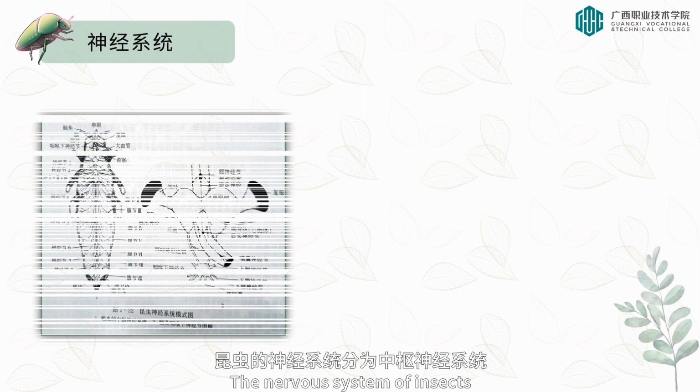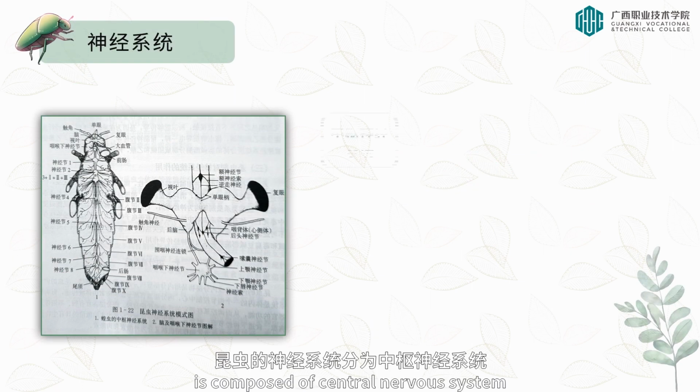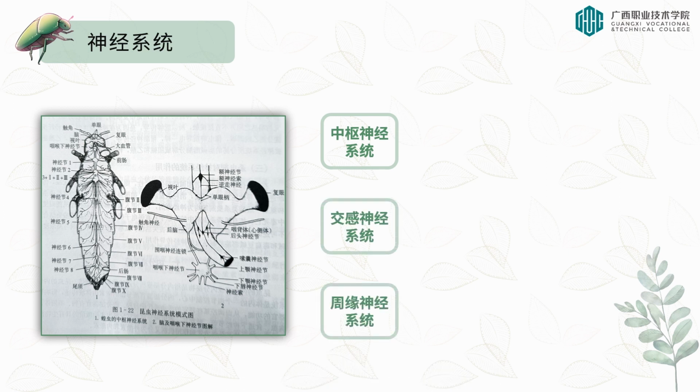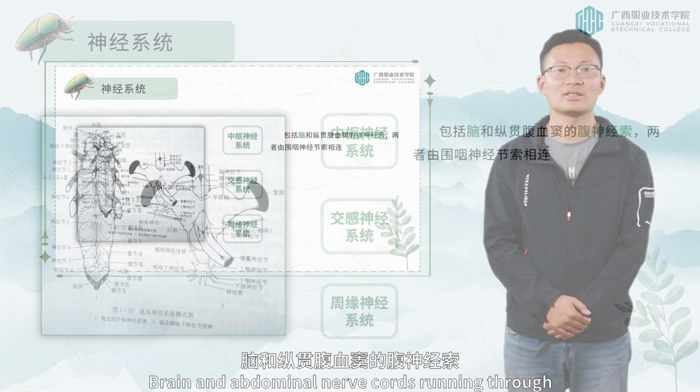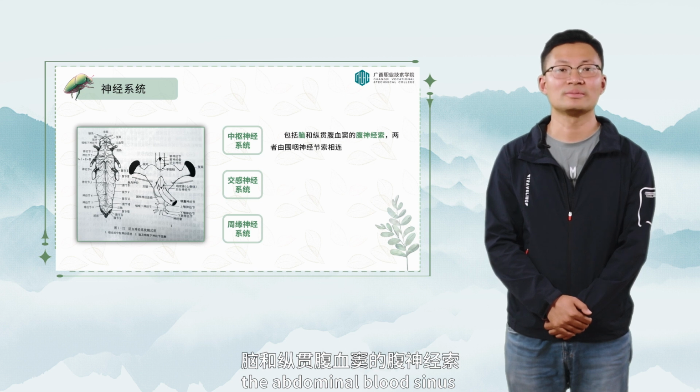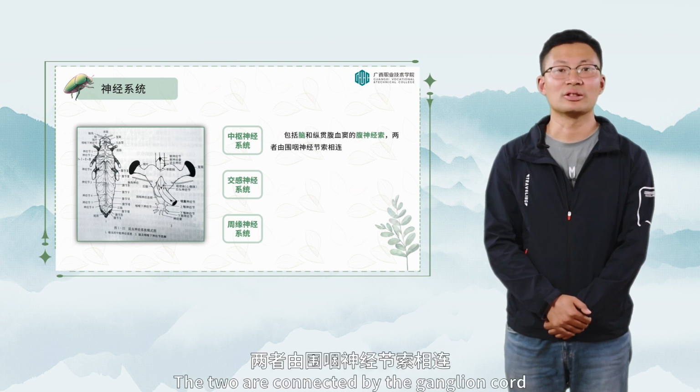The nervous system of insects is composed of the central nervous system, sympathetic nervous system, and peripheral nervous system, among which the central nervous system includes the brain and abdominal nerve cords running through the abdominal blood sinus. The two are connected by the ganglion cord of the peripharyngeal nerve.